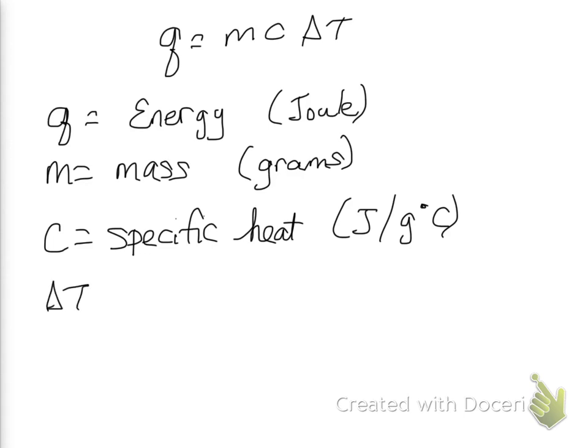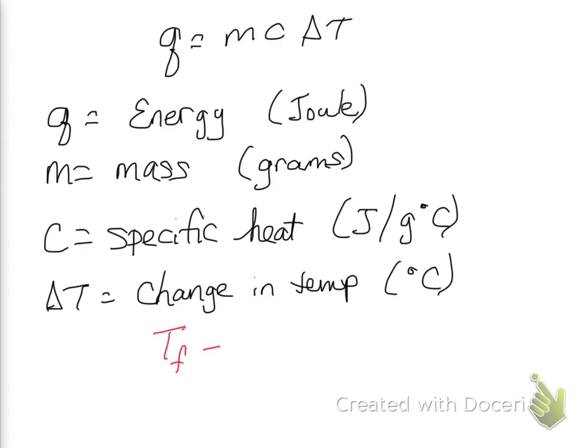And ΔT, remember that the triangle stands for delta, which means change in. Delta T is the change in temperature. And for all of these, they have to be in degrees Celsius. Some problems will ask you to find the initial or the final temperature, so it's good to remember that change in temperature is the final temperature minus the initial temperature.